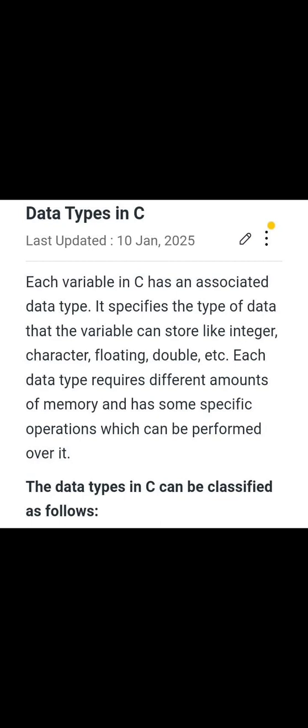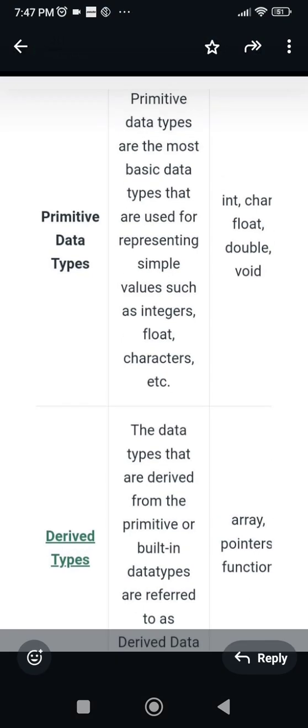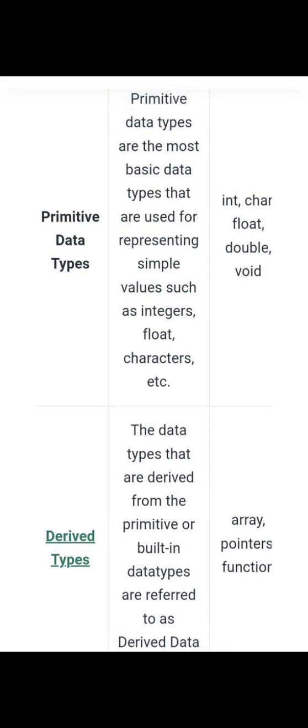Now we see the data types in C can be classified as follows. The first is primitive data types. What are primitive data types? Primitive data types are the most basic data types that are used for representing simple values such as integers, floats, characters: int, char, float, double, void. Next is the derived data types. Derived data types are the data types that are derived from the primitive or built-in data types. Derived data types include arrays.